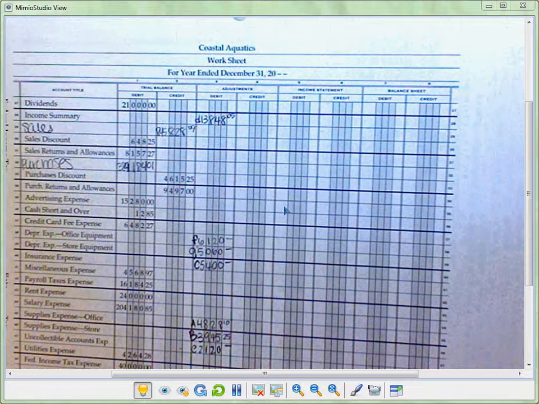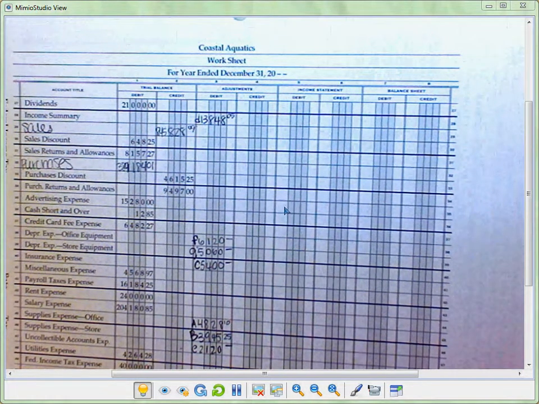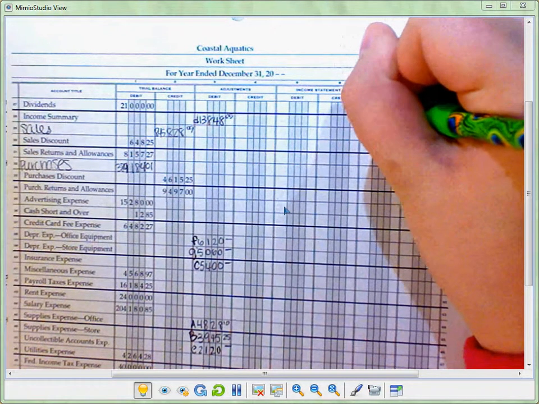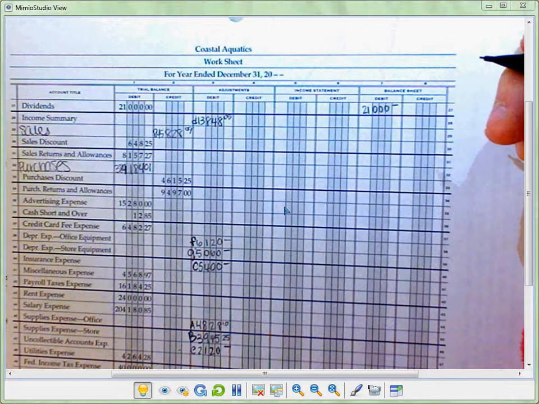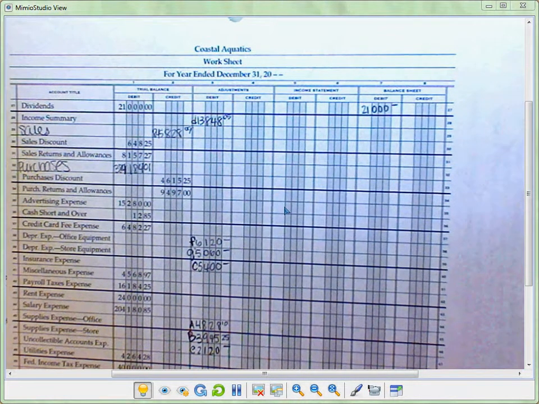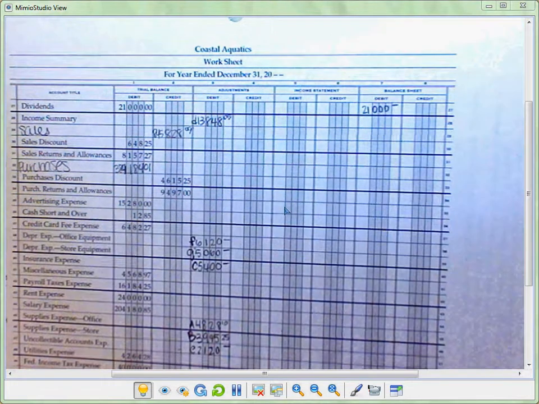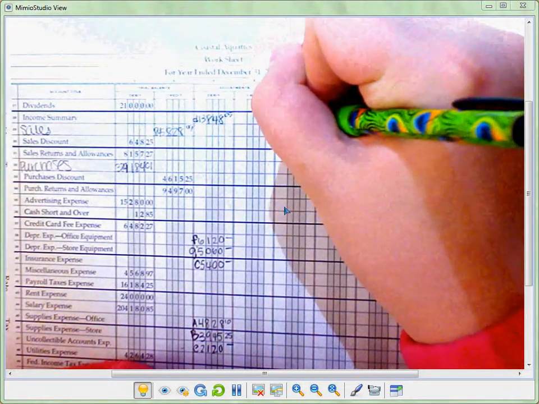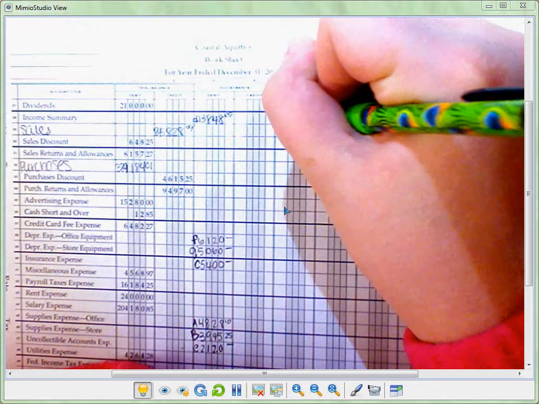Okay, dividends is still balance sheet, so it's going to be a debit of $21,000. Okay, income summary is the key to when things start going in the income statement. So the rest of these are income statement. So it's going to be a debit of $13,848.05.